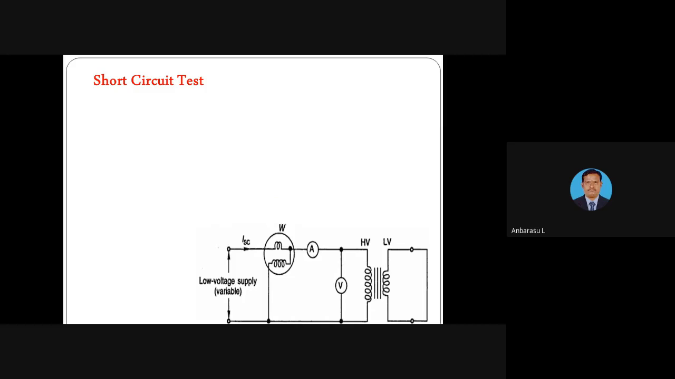On the high voltage side we give the supply, but we cannot apply the rated voltage. Only a low voltage supply is applied across the high voltage side. That means only the rated current is applied across the high voltage winding, not the rated voltage. In the open circuit test, the rated voltage is applied across the low voltage winding. But in the short circuit test, only the rated current is applied across the high voltage winding.